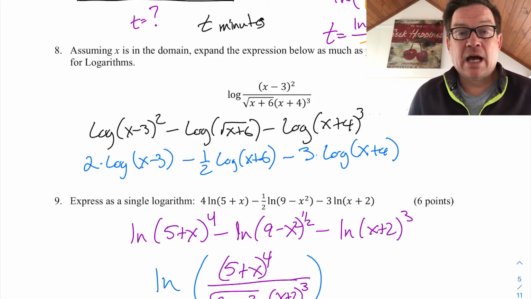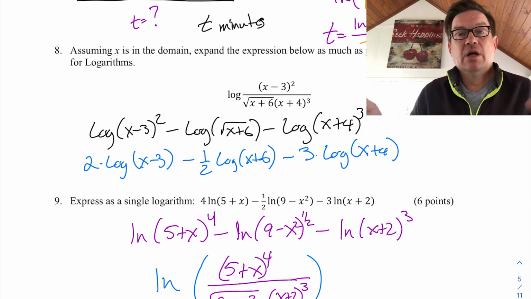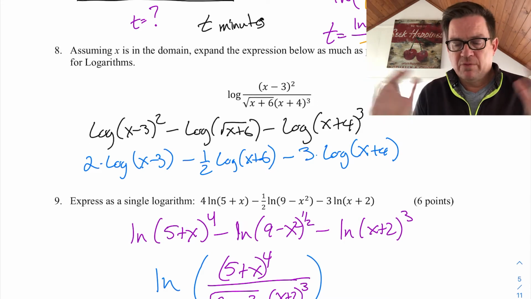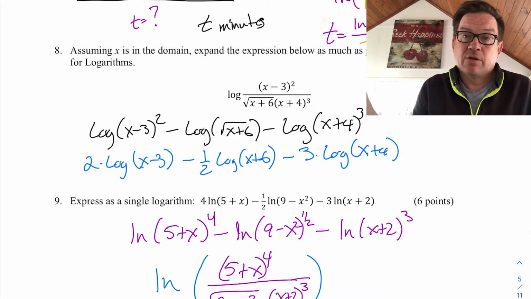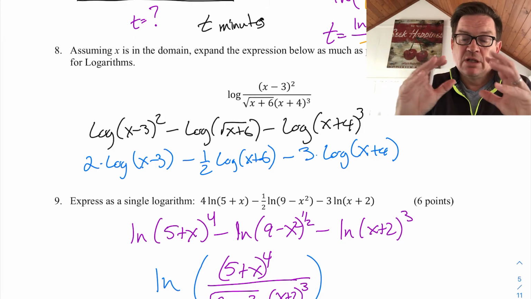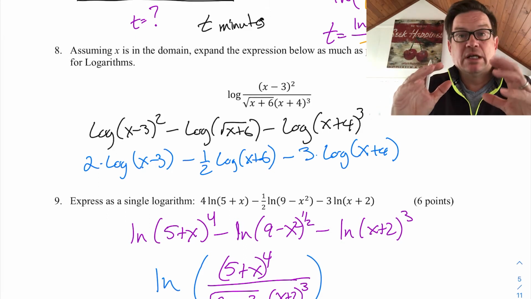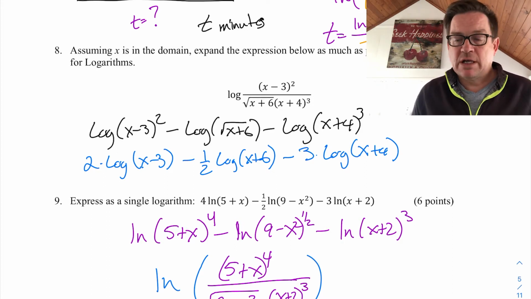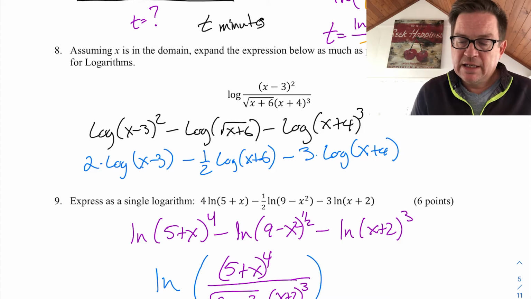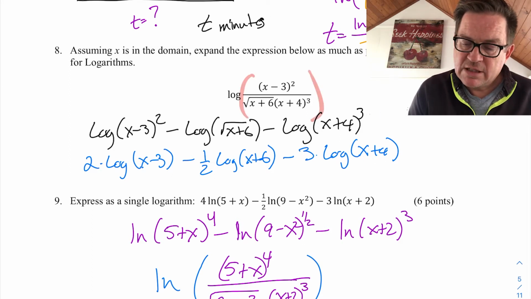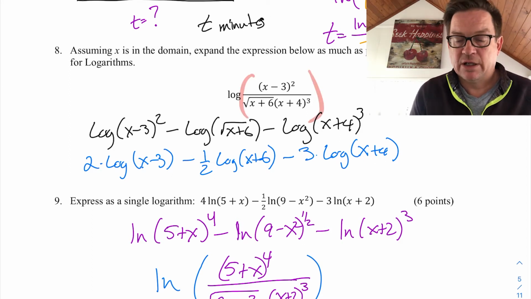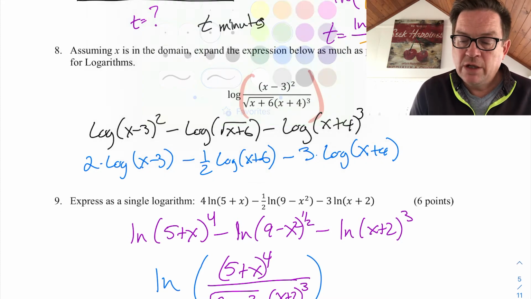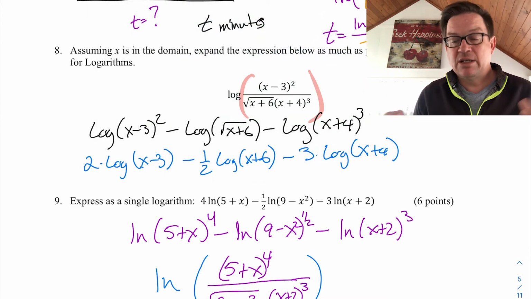In problems 8 and 9, there were two problems about simplifying logarithm formulas or expanding logarithm formulas, either combining them into a single logarithm in problem 9 or expanding them into simple logarithms in problem 8. And so the thought process that goes behind these is, I've got the log of this complicated expression here in number 8, and what I want to do is break that expression into parts.